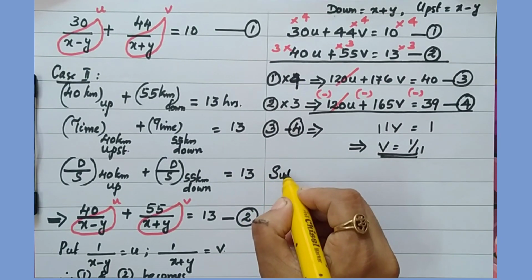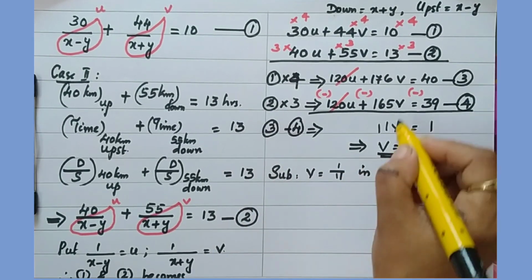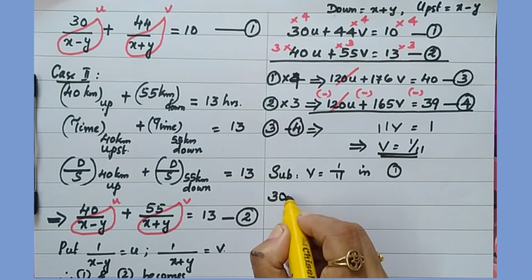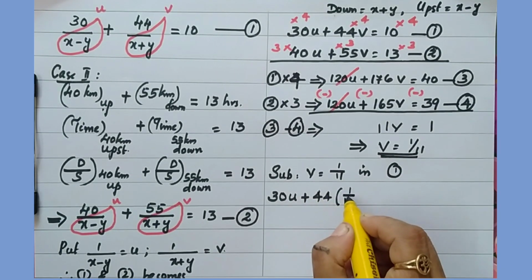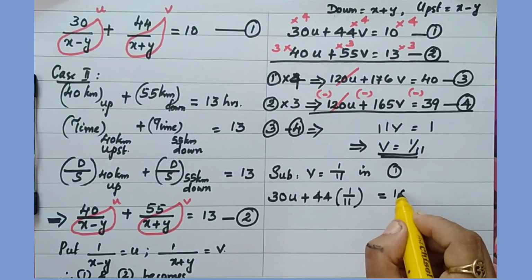Substitute the value of v in any of the equations. Substitute v equal to 1 by 11 in, I am going to substitute in equation 1. What happens to equation 1? 30u plus 44v. v is 1 by 11. 44v equals 10.